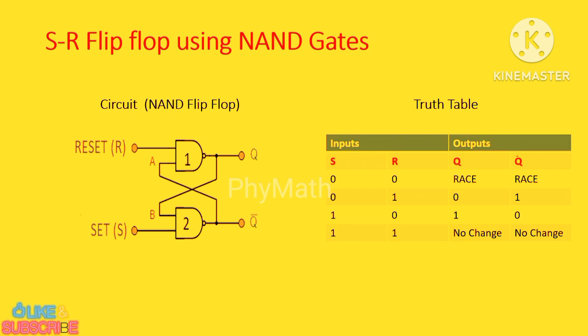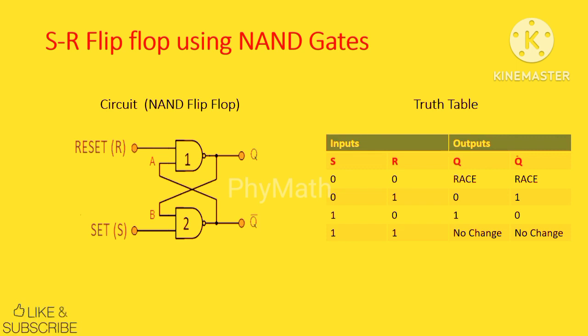Now we can design SR flip-flop by using universal gates. It can be either by using NOR gates or NAND gates. Now let's design SR flip-flop by using NAND gates. Now if you see the circuitry, then total number of two NAND gates are used, that is NAND gate 1 and NAND gate 2. Now input to your NAND gate 1 is reset, that is R, and output of NAND gate 1 is Q. Similarly, input to NAND gate 2 is set, that is S, and output is Q bar.